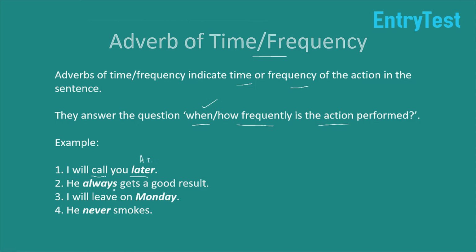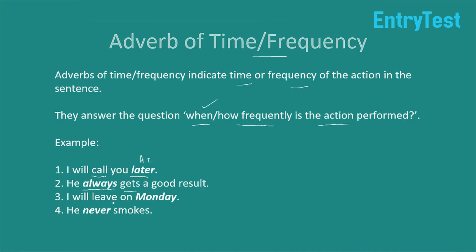Next, he always gets a good result. Now this word here shows the frequency, that not just one time or two times or three times, he always gets a good result. So always is basically my adverb of time here, and gets is the verb.